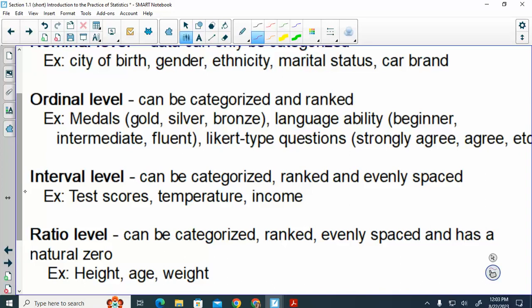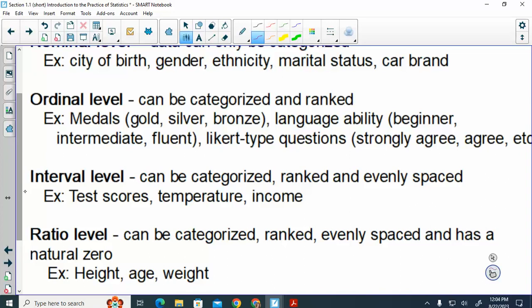The final level is ratio. So it has all the same: categorized, ranked, evenly spaced, but the key is it has a natural zero. Why isn't temperature a ratio level? Yeah, we can have negatives. There isn't a stopping point. If I'm looking at height, though, can you have a negative height? No, there is a definite lowest that we start at. Weight, there is a lowest. Age, those kinds of things. If there is a clear zero, and you can only go up from there, then that makes it ratio.